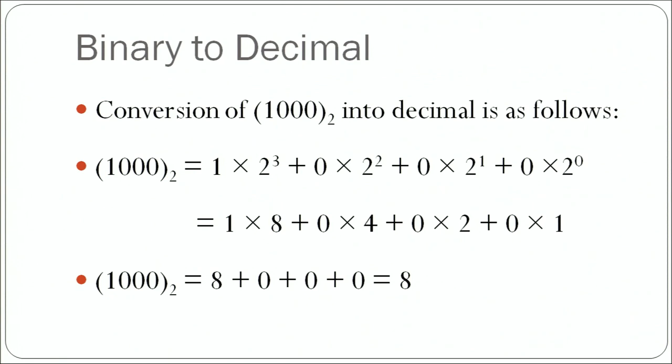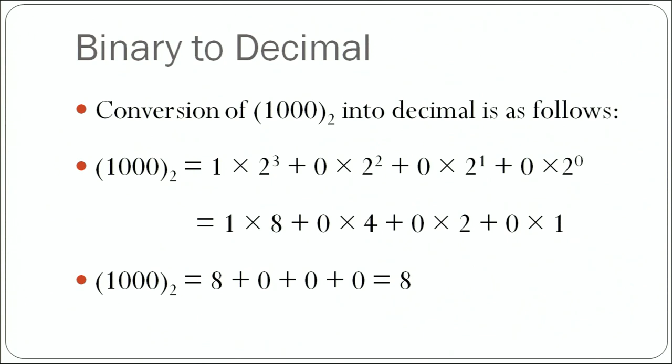Then what will we do? We will multiply the next digit, which is 0, with 2 raised to power 2, because now only 2 digits are remaining. Then we will take the third digit, which is 0 again, and multiply it by 2 raised to the power 1, because now 1 digit is remaining. And then we will take the last digit, which is 0 again, and multiply it by 2 raised to the power 0. Now we will add all of these products.